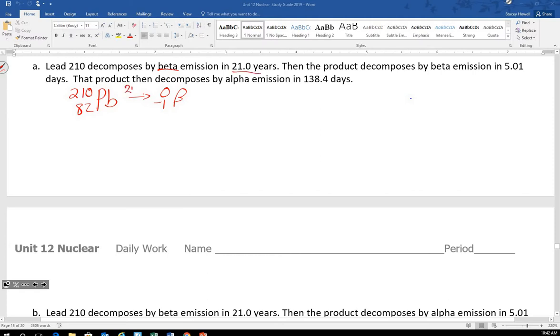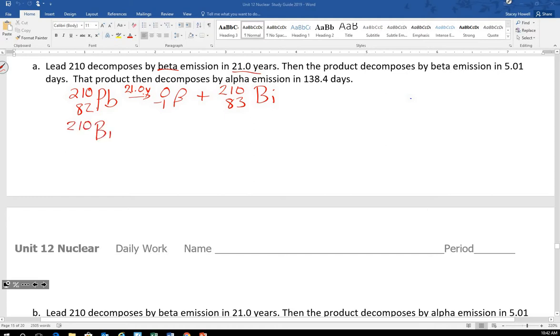So I'm going to put the 21.0 years on top of the arrow because we're going to need to use that for D and E, sorry. So I'm going to put plus. What do I put on top? 210. What do I put underneath? 83. What element's 83? Bismuth, Bi. Okay. Then I take bismuth. It says then the product, so I take bismuth and start at the beginning again.